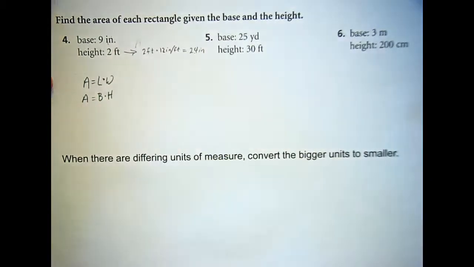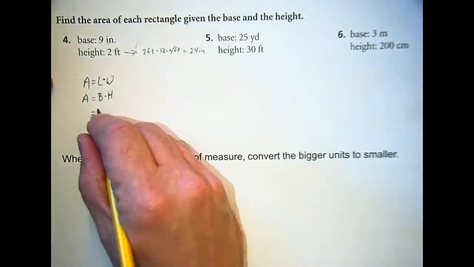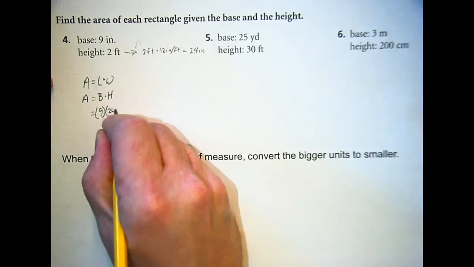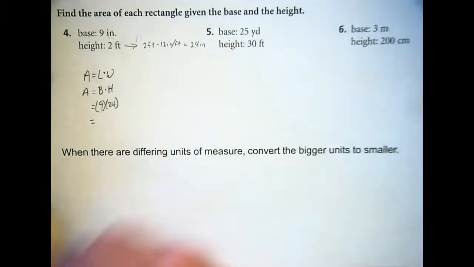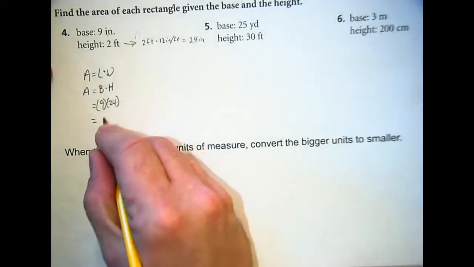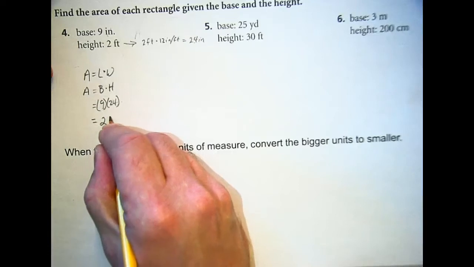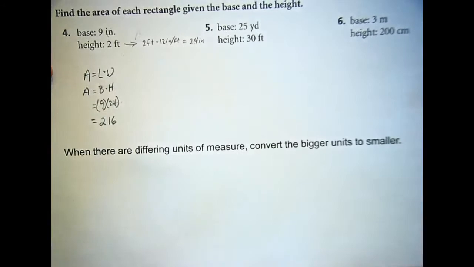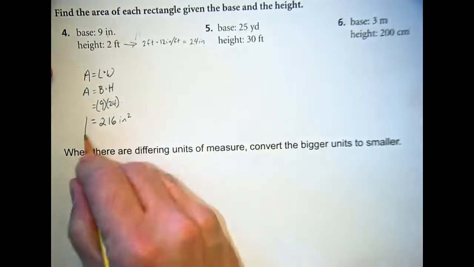Is it 216? I haven't actually done it yet. I was just going to put in the numbers here. Did you do it in your head? Nice. 9 times 20 is 180. 9 times 4 is 36. 180 plus 36 is? 216. Is that right? Yeah. Inches squared. All right. Good, man. 216 inches squared.